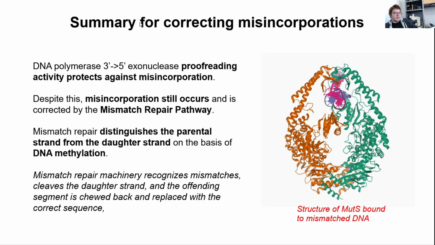Okay, so in the last video, we talked about what happens when DNA polymerase accidentally incorporates the incorrect base and it's not repaired by the proofreading activity. So we learned about the mismatch repair pathway that's able to recognize mismatches between daughter and parental strand. And then it's able to specifically cleave the daughter strand and repair that side based on the fact that the parental strand is methylated, but the daughter strand is not methylated. So that enables it to tell which one is the correct template to use for fixing the error.